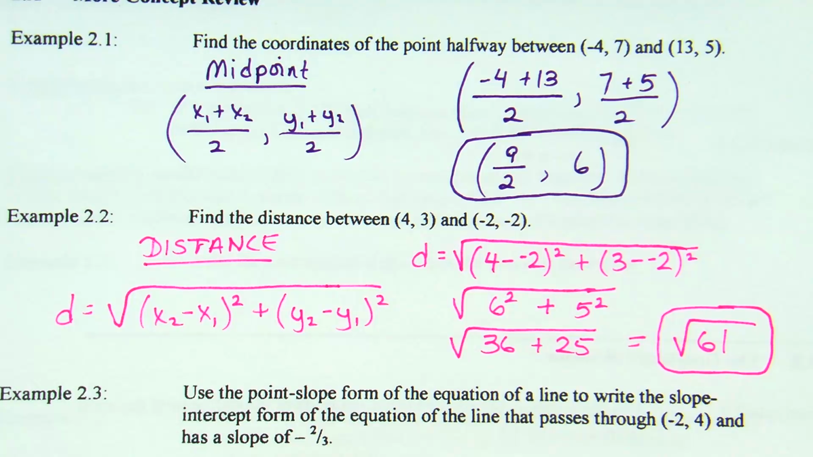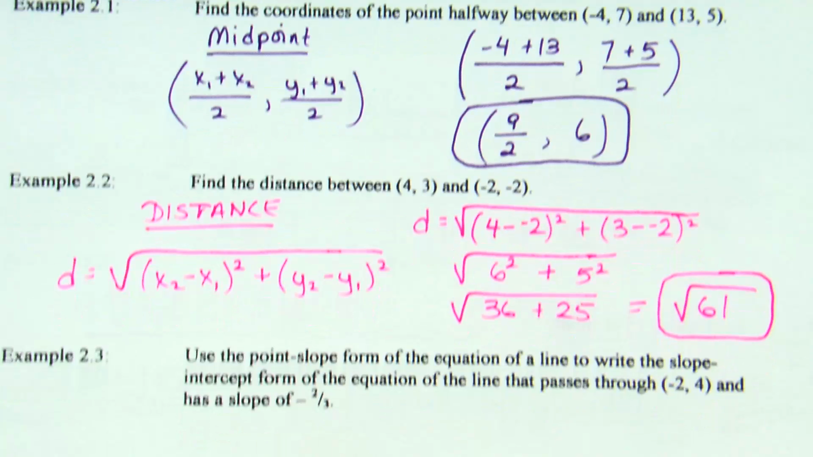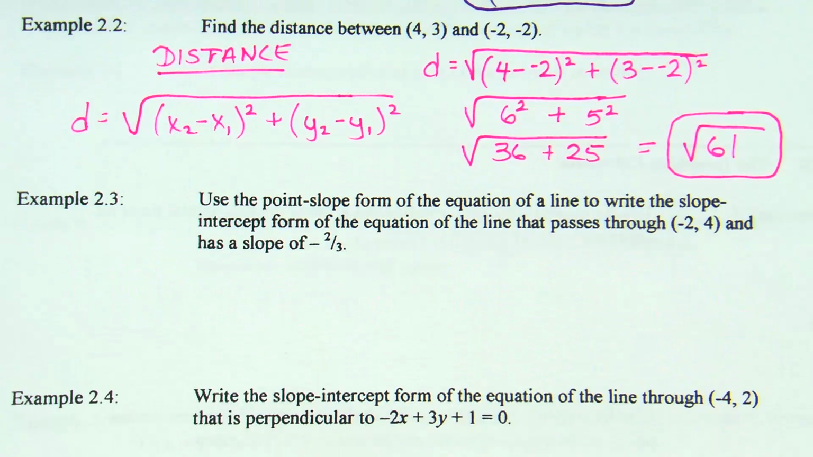Okay, moving along. Definitely talking algebra now. Use the point-slope form of the equation of a line to write the slope-intercept form of the equation of the line that passes through -2, 4 and has a slope of -2/3. Man, they just threw words at us.